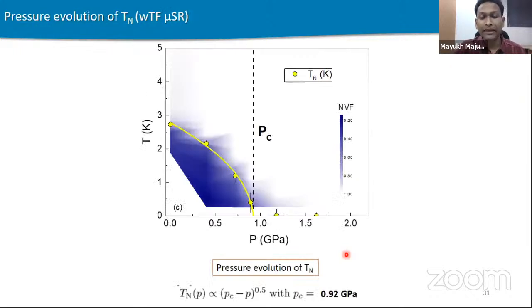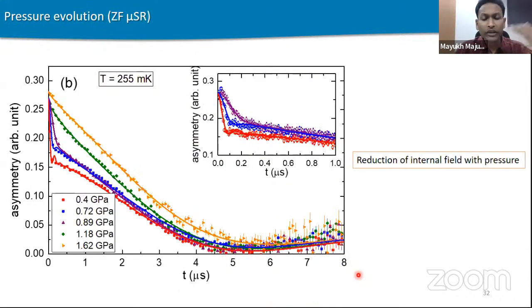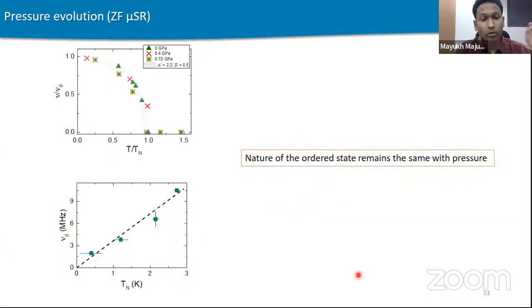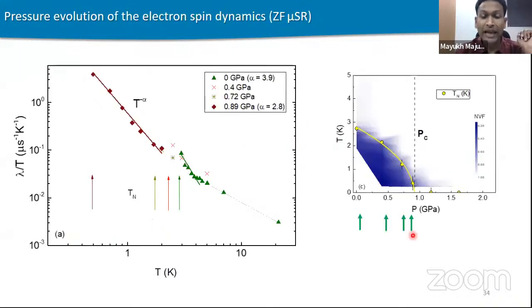So now what is happening as a function of pressure? We have seen that we can suppress the magnetic ordering down to a quantum critical point, and the quantum critical pressure is 0.92 GPa. We have of course seen how the magnetic state is evolving as a function of pressure. The nature of the magnetic state remains the same with increasing pressure. So now let us see what is happening to the dynamics of the system. To understand that, we have to plot this lambda over T as a function of temperature.